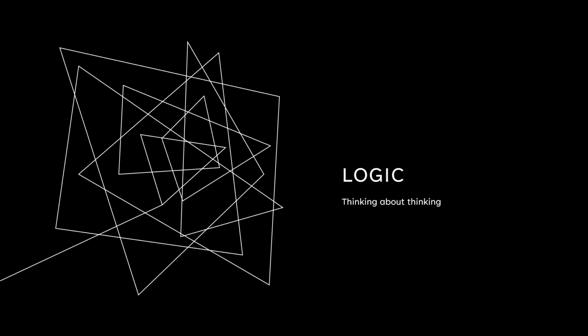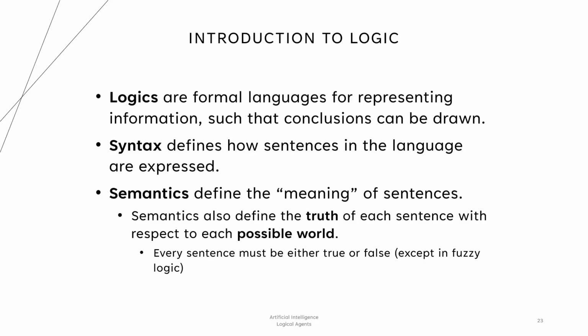All right, so now we can jump into logic, thinking about thinking. So just an introduction to logic. Logics are formal languages for representing information such that conclusions can be drawn. So setting something we all agree on so that we can operate on different sentences and draw conclusions. So syntax defines how sentences in the language are expressed. This consistent syntax makes it much easier for a computer to process or work with a formal language, right? And semantics define the meaning of sentences.